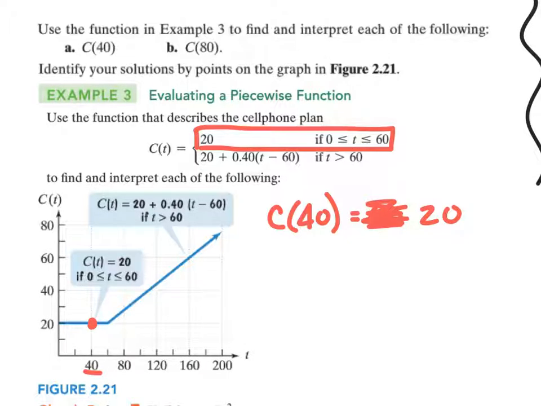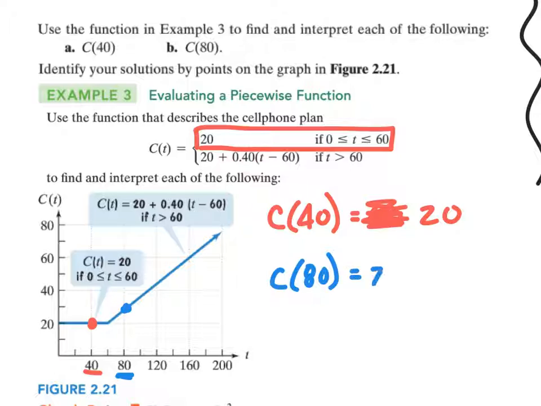Okay, now if I do the same thing for the second one, if I wanted to find c of 80, my question is right here, I can't really tell what that number is when t is 80. Because 80 is larger than 60, it fits in this domain, I'm going to use this function. So let me plug it in, and let's see what we get.